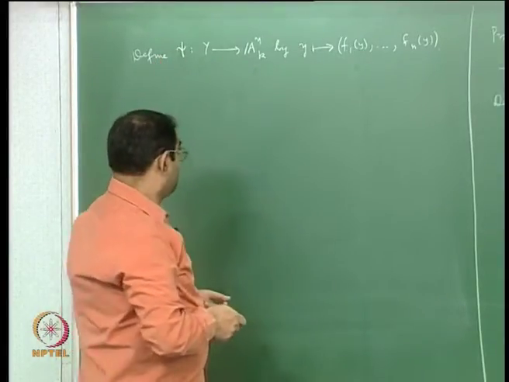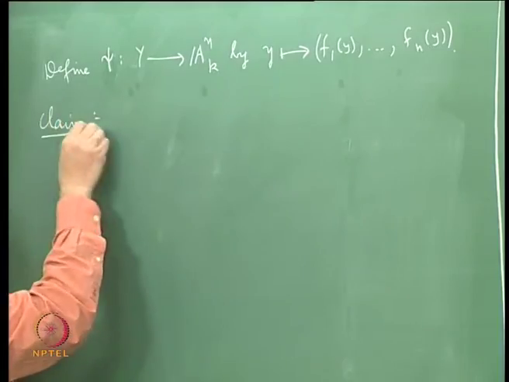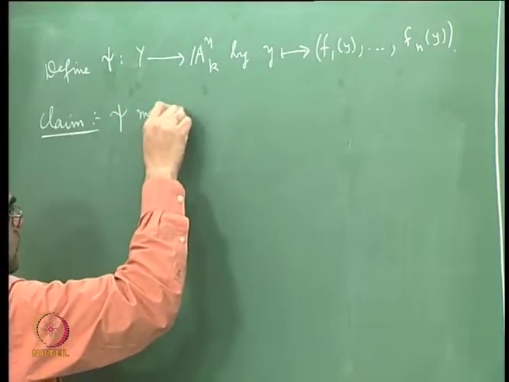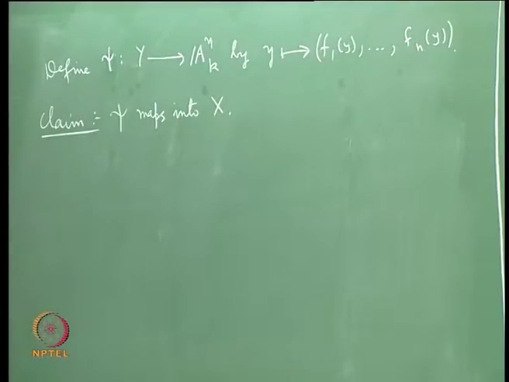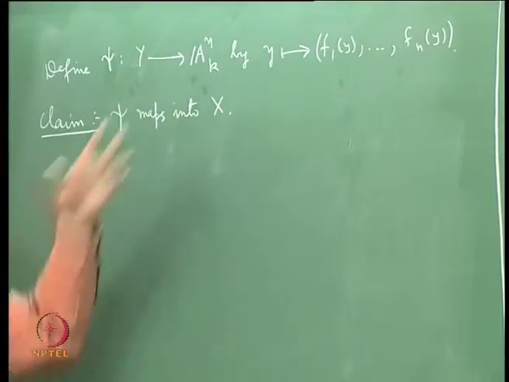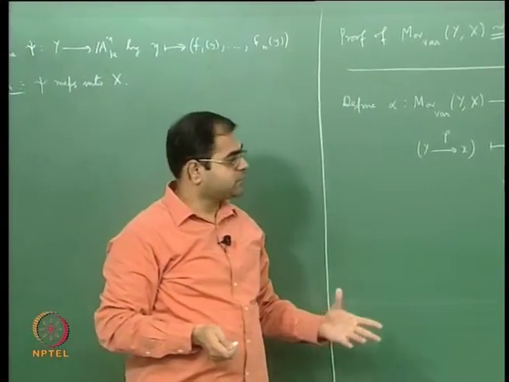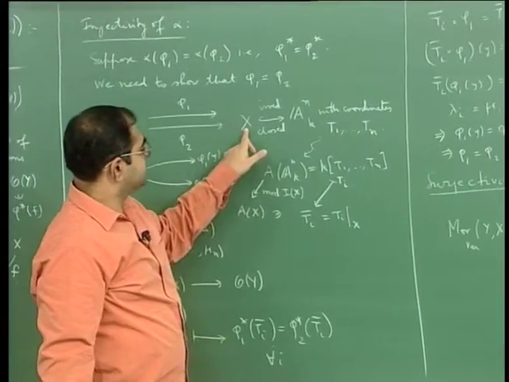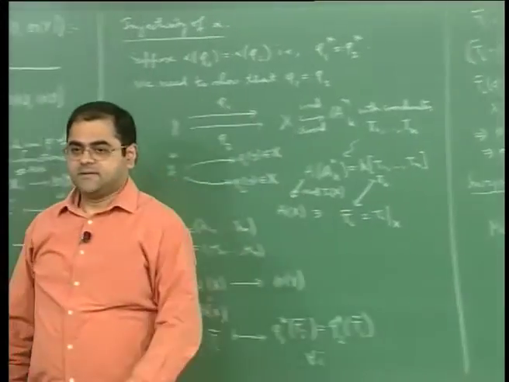Alright, now the first claim is that psi maps into x. This map is not just going into An, but it is going to go into the irreducible closed subset x of An. That's because it came from zeta, as you will see.